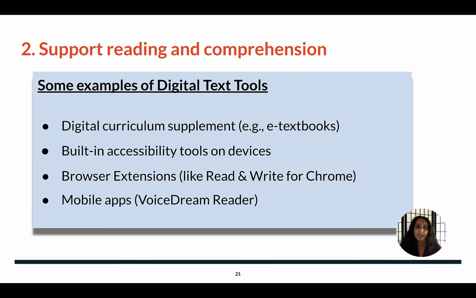You can find digital text tools in various different formats. One place where you can find digital text tools is in digital curriculum supplements, such as e-textbooks or digital books that you can find online. You can find digital text tools built into the accessibility features of your operating systems. You can also find digital text tools in several browser extensions, and also using mobile applications like VoiceStream Reader.